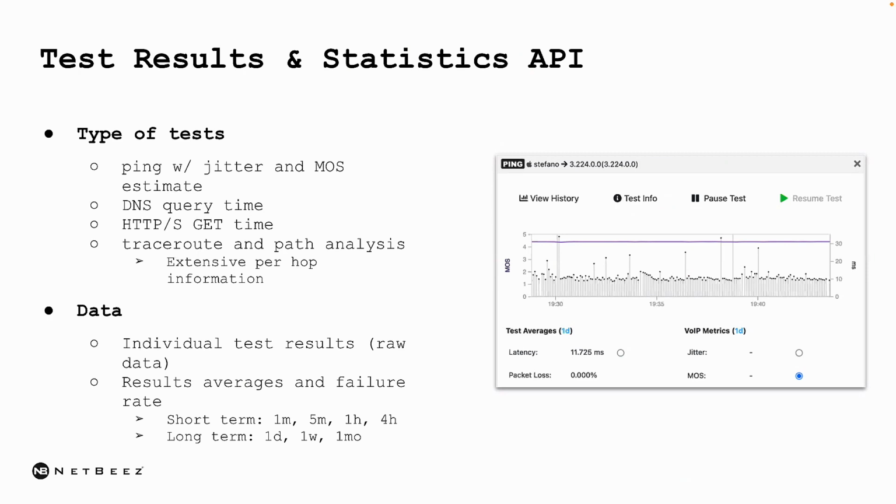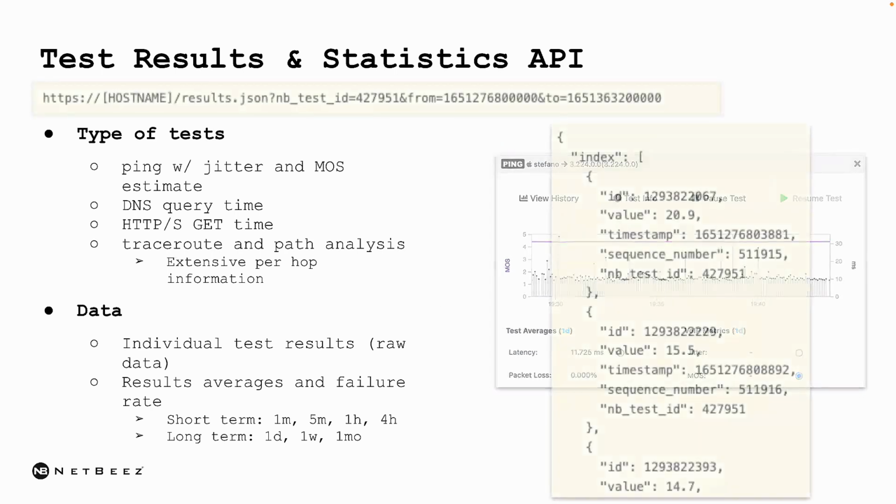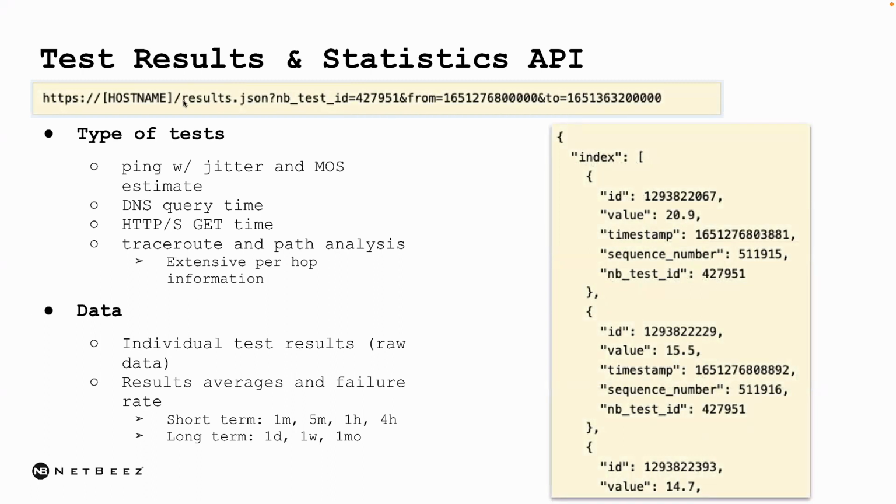This covers all the agent part of the API. So next we go to the test results and statistics. As I said before, we have the 4 or 5 types of tests. On the dashboard, they are visualized in a timeline. Here we have the raw data, and you can access latency, jitter, and MOS, for example, for a ping test. That information is available through the results API, where you can specify the test ID of the test you're interested in, and the from and to timestamps.